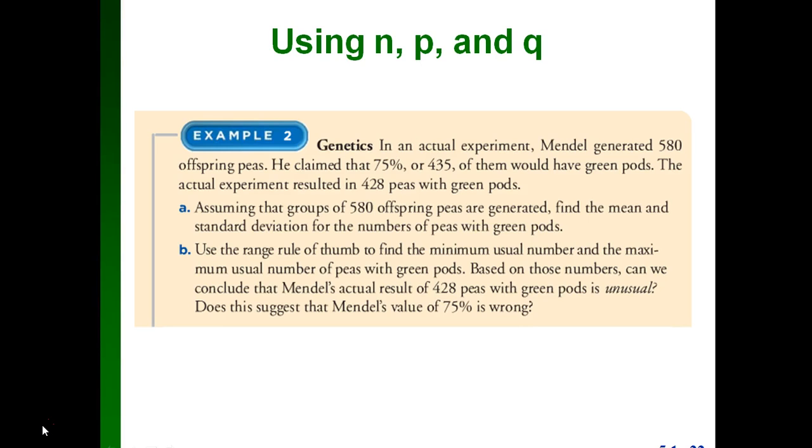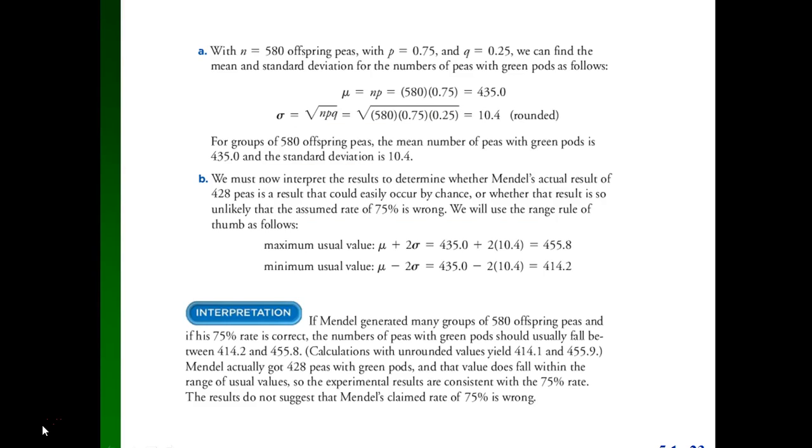So back to the pea pods, right? 75% chance that they'll be green, and Mendel generated 580 peas. He claimed that the 435 would have green pea pods. That's 75% of 580. When he actually did the experiment, he got 428. So assuming that groups of 580 are generated, find the mean and the standard deviation, and then use that range rule to talk about whether or not 428 is unusual.